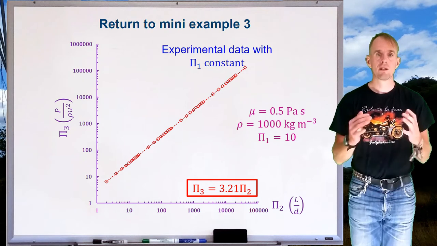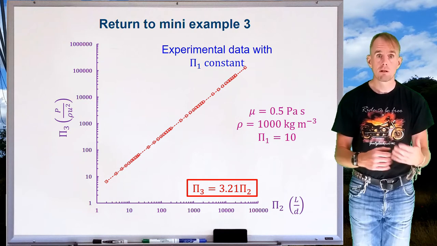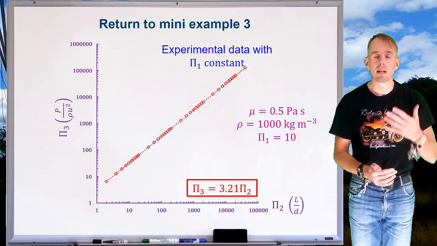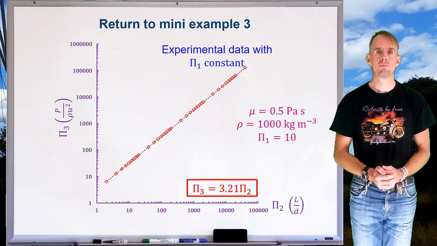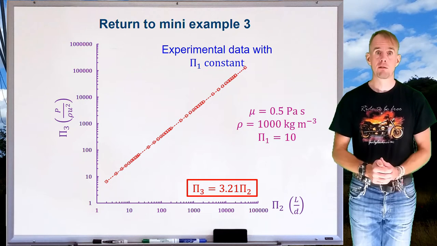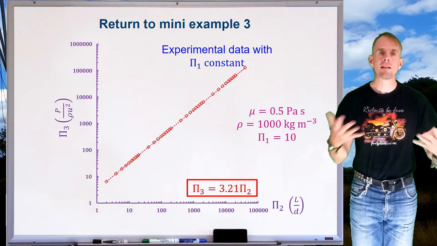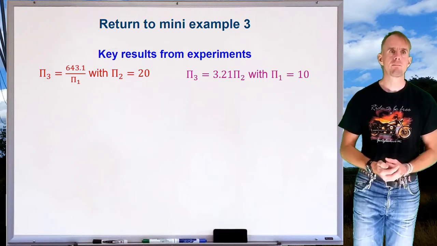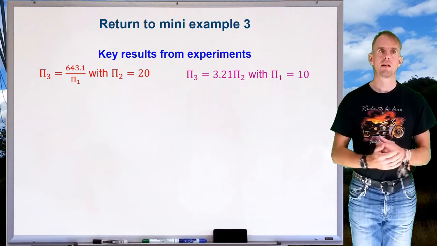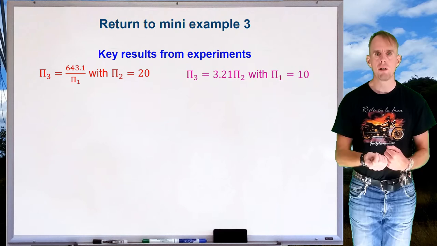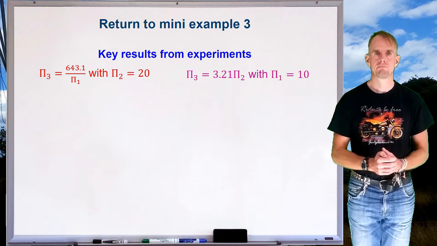Perfect. OK, so I've allowed dimensional analysis to uncover which groups govern a problem. I've allowed dimensional analysis to inform what experiments I have to do. I've performed some experiments. I've obtained some regressions from those experiments. Let's tie it all together. So, key results from my experiments I've put on the board. I've got my relationship between pi 3 and pi 1, and my relationship between pi 3 and pi 2.